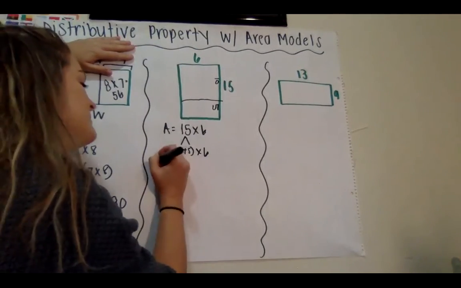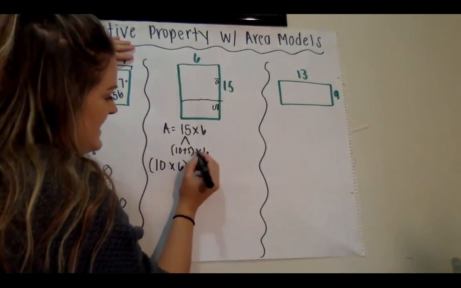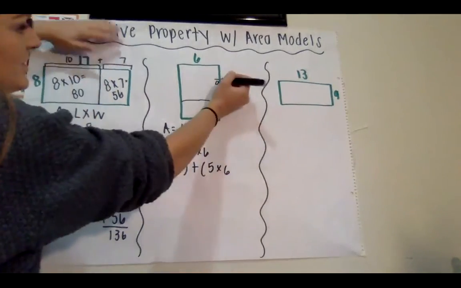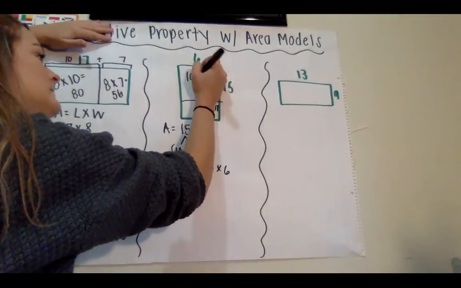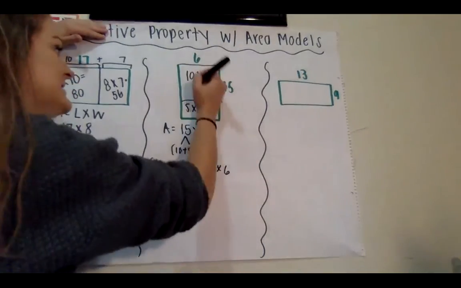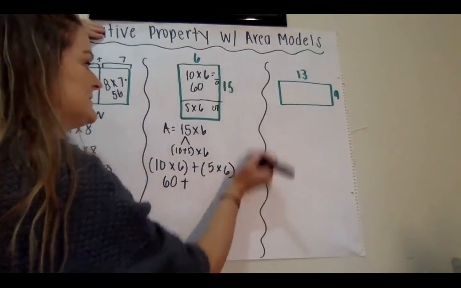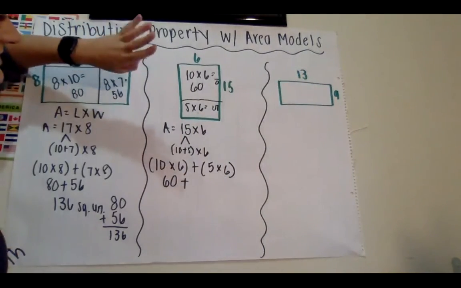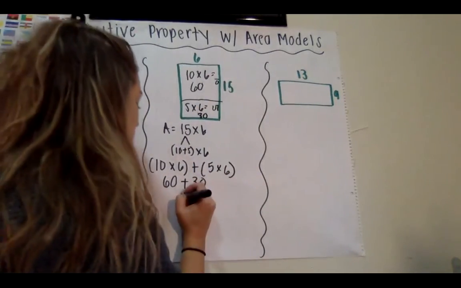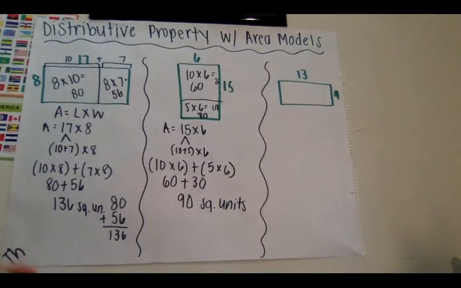My new equation will become 10 times 6 plus 5 times 6. And then I see it right here, 10 times 6 and 5 times 6. I know 10 times 6 is 60 plus 5 times 6, that's 5, 10, 15, 20, 25, 30 plus 30. Oh, that's some mental math. 60 plus 30 is 90 square units, just like that.